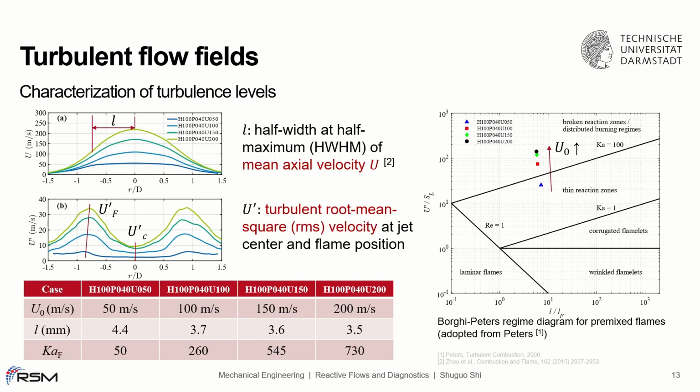Based on the derived maximum turbulent velocity and the integral length scale, the combustion regimes of the measured flames are identified in the Borghi-Peters regime diagram on the right side. As can be seen from the figure, the combustion regime moves from the thin reaction zone to the distributed burning regime with the increase of the jet velocity. To the best of our knowledge, the current work presents the first experimental result on lean premixed hydrogen air flames in the distributed burning regime.